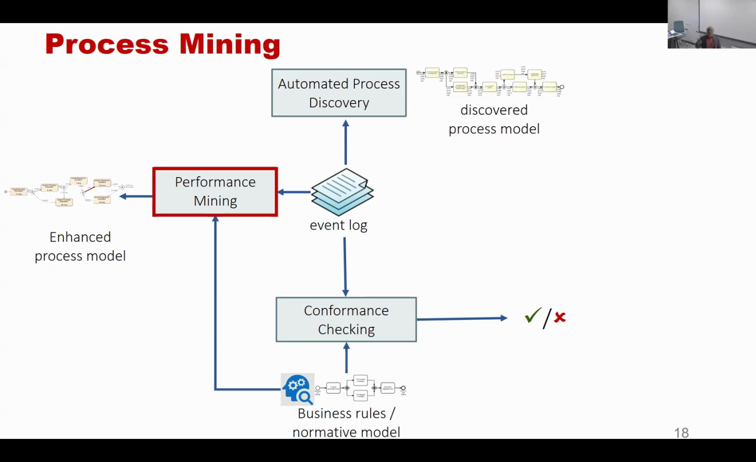And you can understand the performance of the process in terms of those performance metrics, and also drill down to try to figure out which activities or which flows in the process are contributing, for example, to high waiting times or to high processing times.